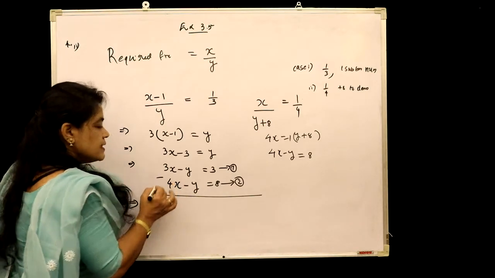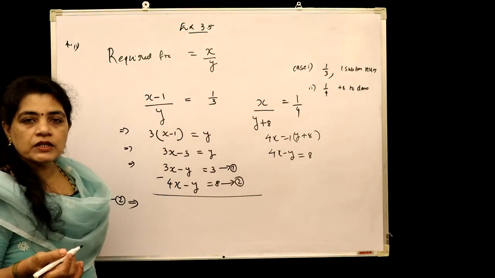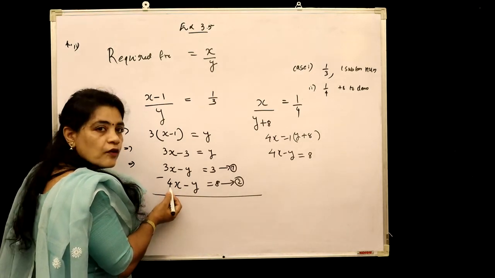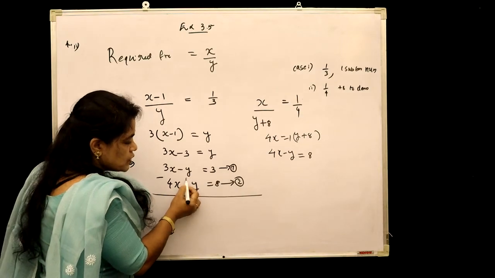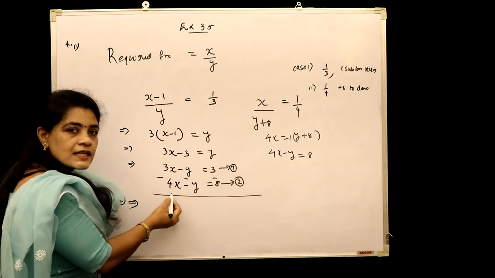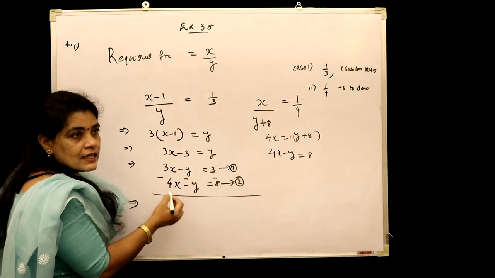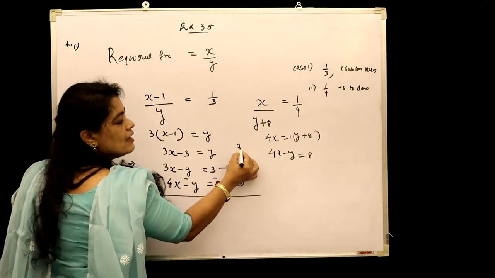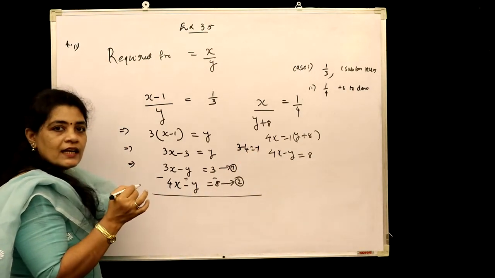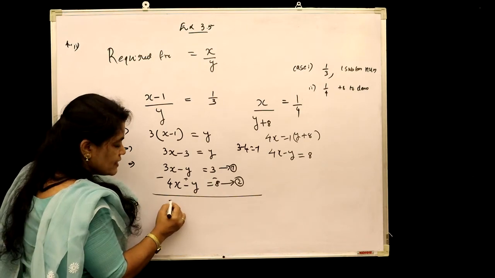So change the sign, since we are subtracting the second equation from the first equation. Okay, so change the sign. So positive 4x becomes negative, and negative becomes positive here. Okay, so 3x minus 4x is negative x. 3 minus 4 is negative 1. So negative 1x is simply written as negative x.